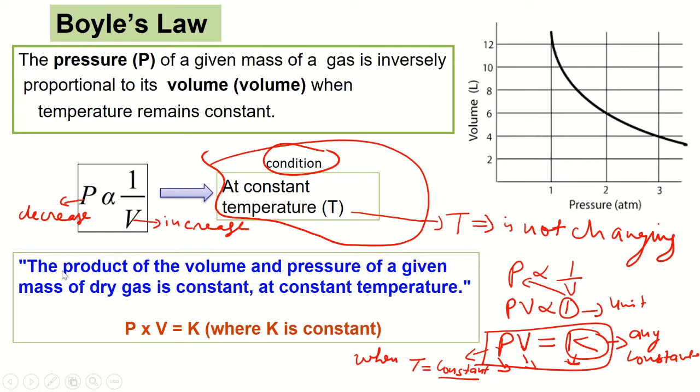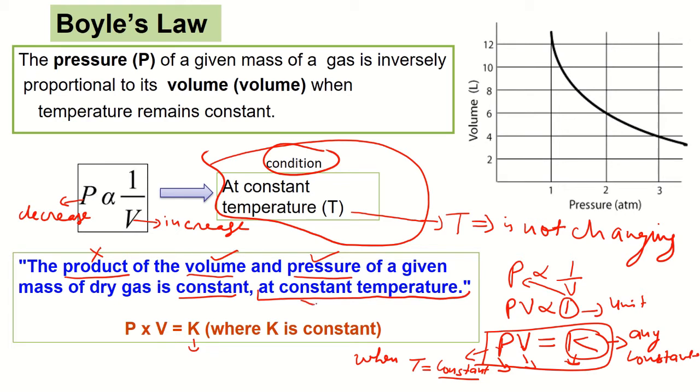So here it is: the product of the volume and the pressure of a given mass of a dry gas is constant. Product means multiply. So if you multiply the volume and the pressure, it is constant, but at constant temperature.